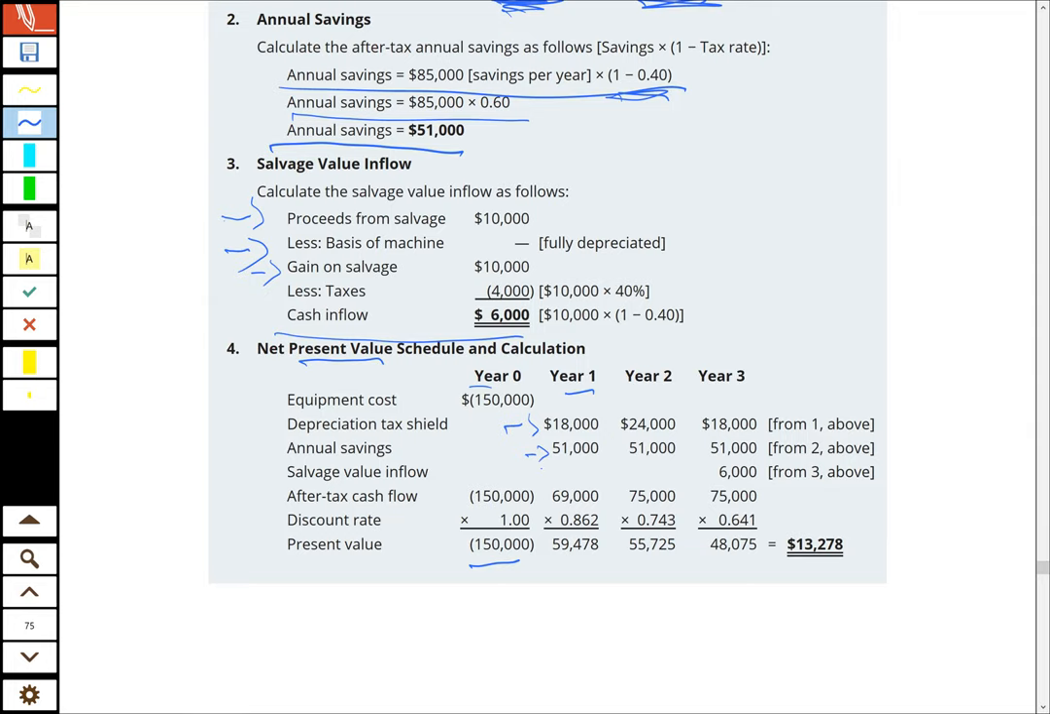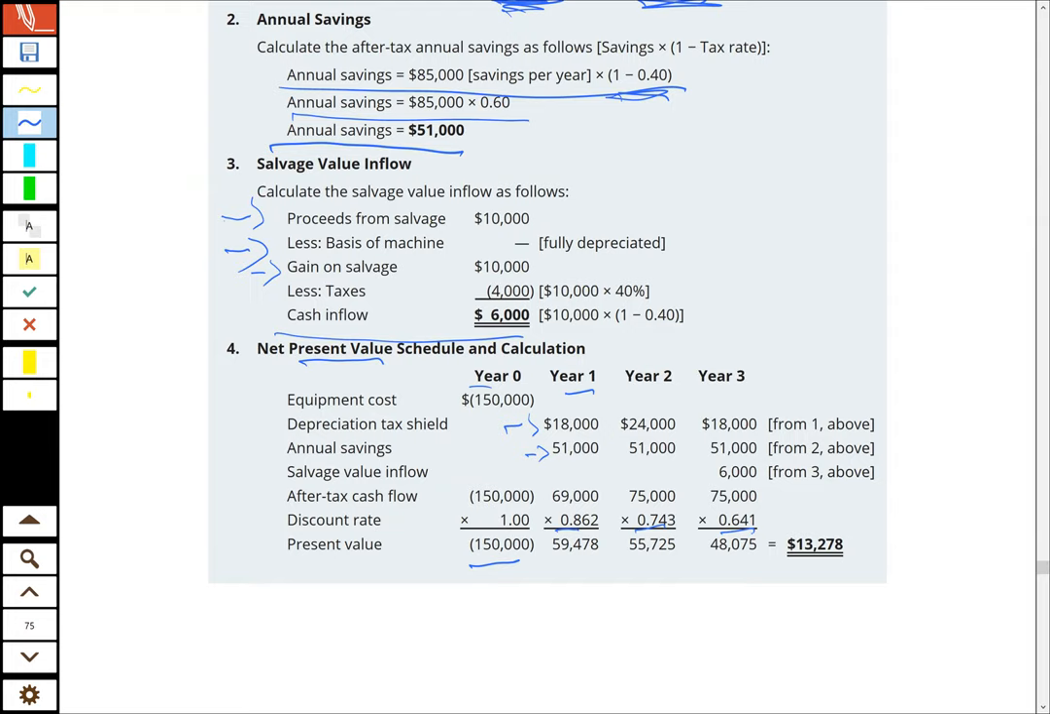We could have applied the annuity factor, but I agree with the way the solution showed this. If you've got different cash flows in different years, it makes no sense to calculate the present value of the inflow that was a consistent amount, but then have to deal with the tax shield and the salvage value coming in at the end. I agree with just doing it per year and then discounting using the appropriate factors for the appropriate years: one, two, and three.